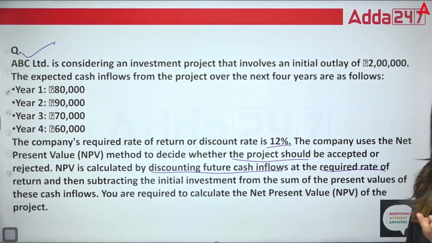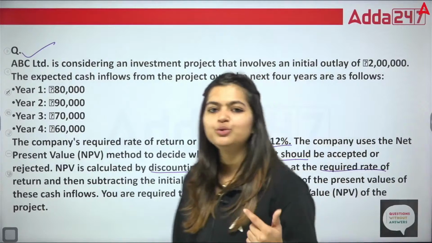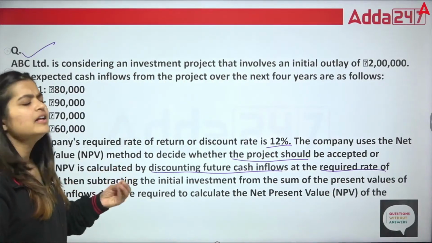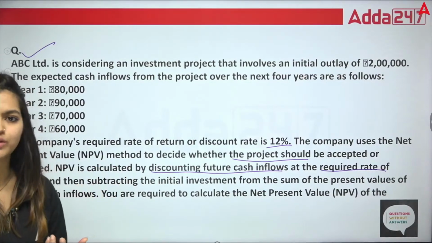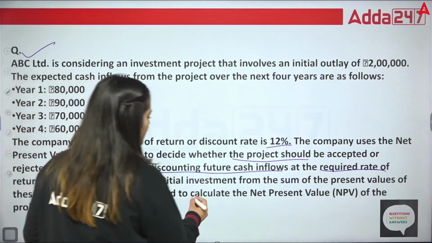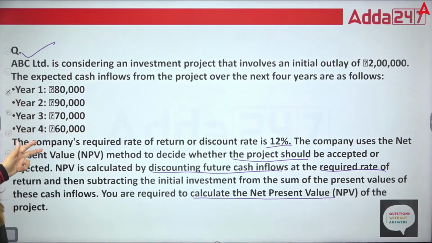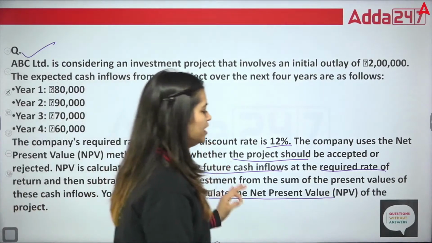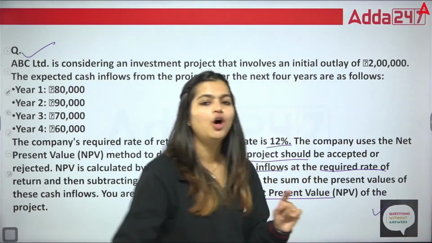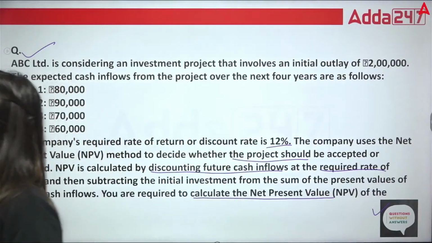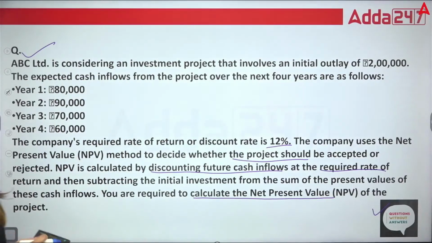So what we need to do in this is use the net present value. And they are defining the NPV also in this. So ultimately we need to calculate the net present value of the project. And remember, this is a without-options question. So how to solve this? Please try to use your calculator for solving this.